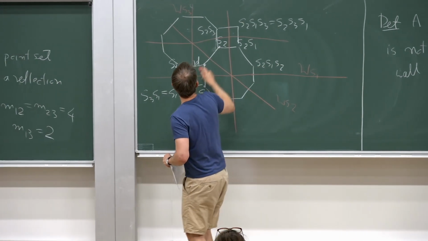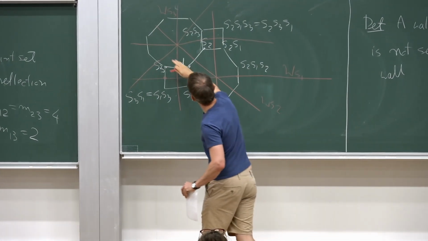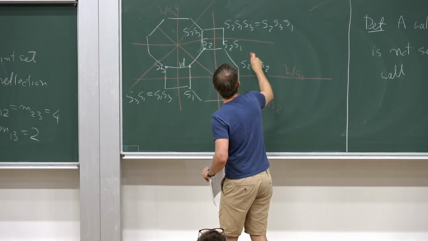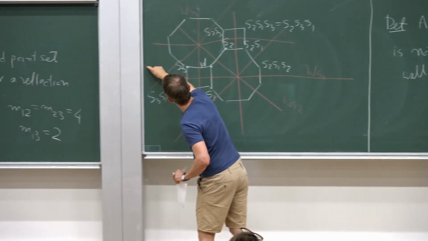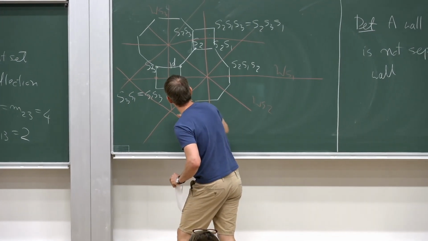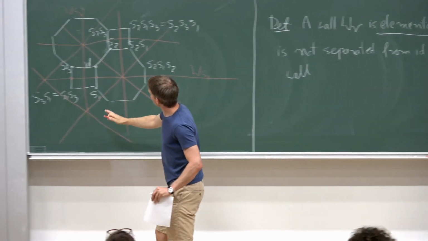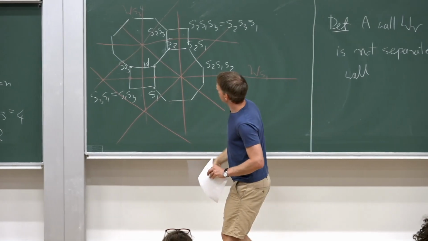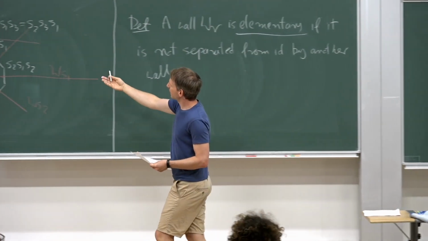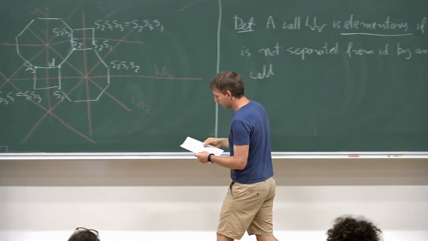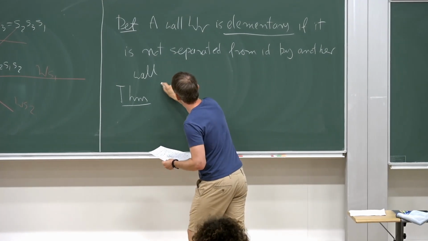For example, this wall will also be elementary, it cannot be separated from identity by any other wall. Same is true for this wall, and I think there is one more that's elementary, that's here. This wall also cannot be separated from identity by any other wall, even though it's a bit far from identity. It's farther than these three original ones. And it's not an accident that here you have only finitely many elementary walls. It's a theorem that Mike called the parallel wall theorem.